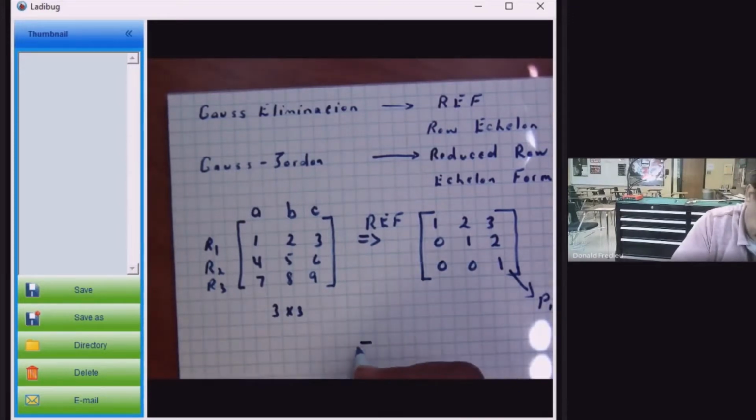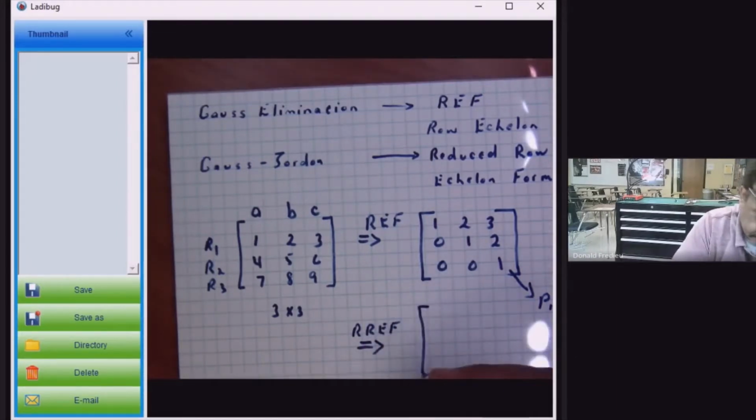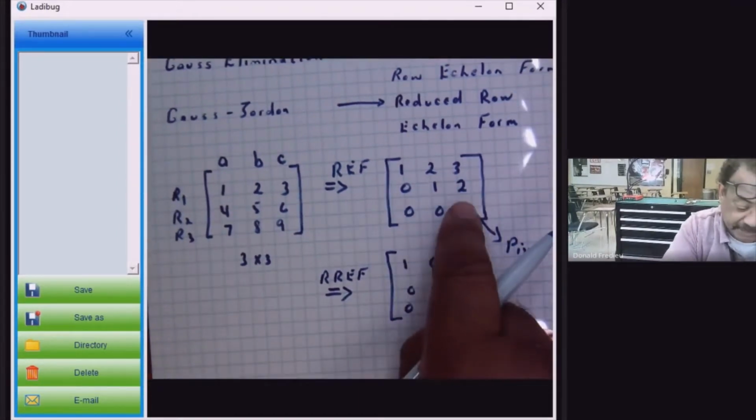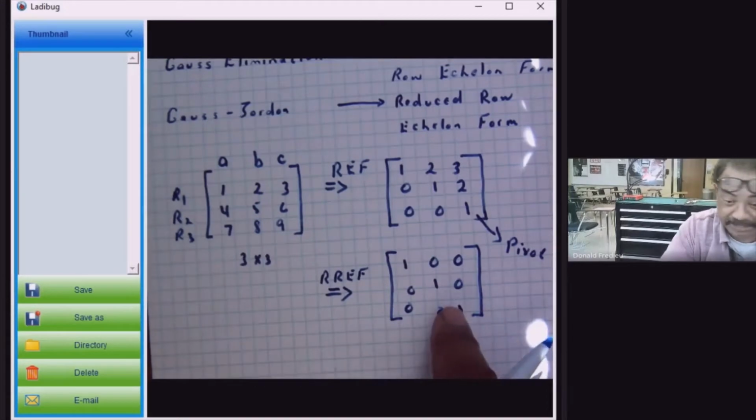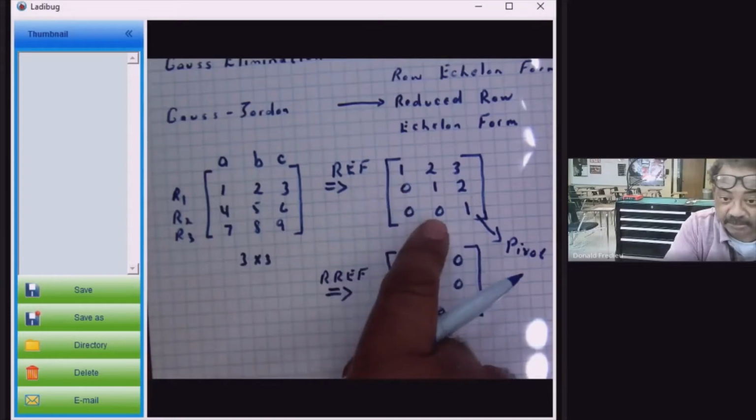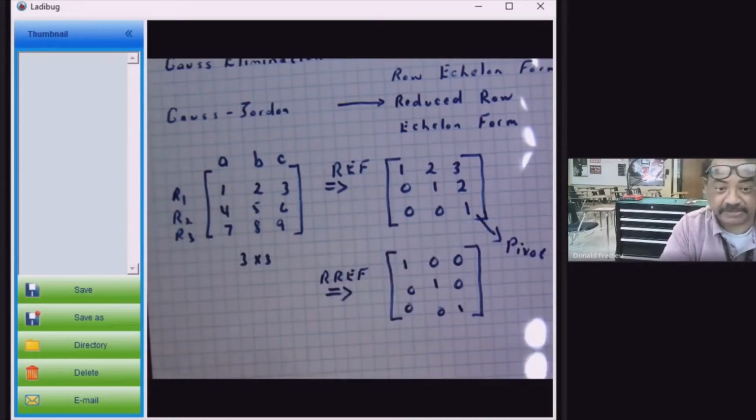Now, if you get a matrix that looks like this, a reduced row echelon, it still has 1s on the diagonal and zeros in front of it, but it also has zeros behind it. Now that's the difference. This is the Gaussian elimination. This is the Gauss-Jordan elimination. Now we're going to work with this one, because once we get it like this, we can do back substitution and solve the rest of it.